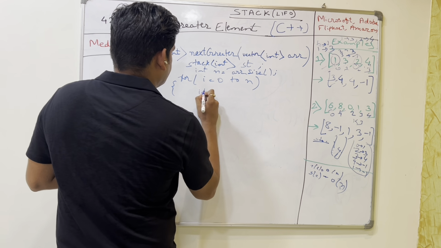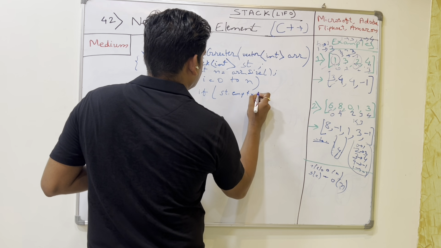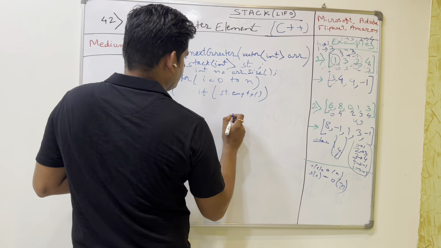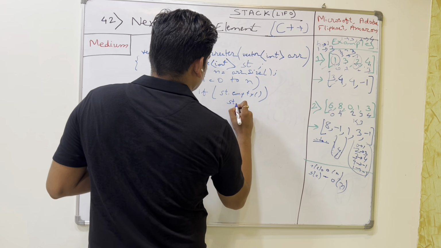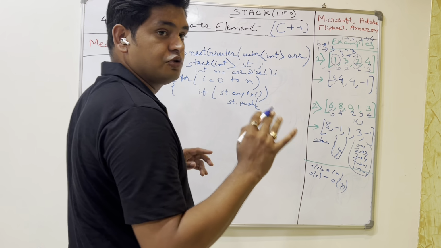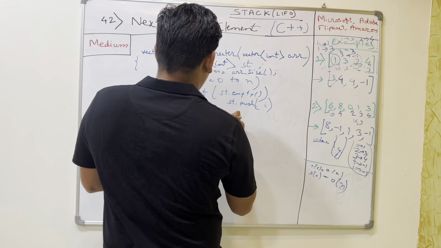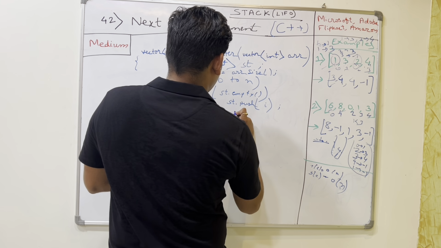If the stack is empty, what do we do? The stack is empty, we just push the element. What do we push? We will push the position, the position of the element in the stack, not the element. And then we push this and we'll continue this.